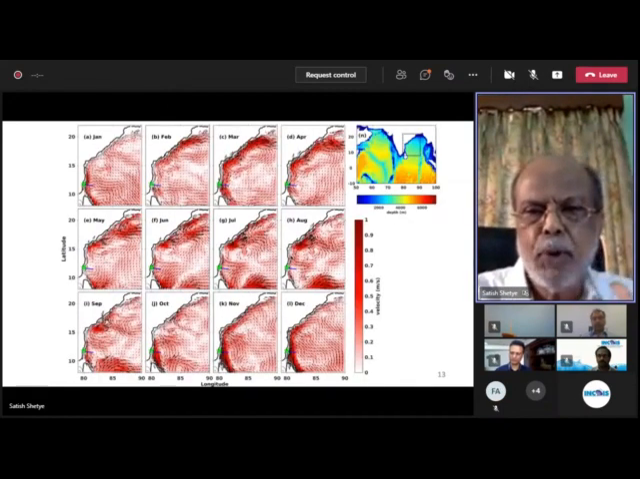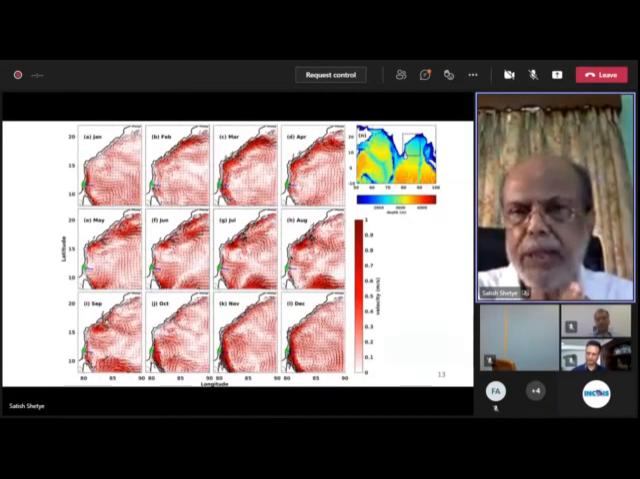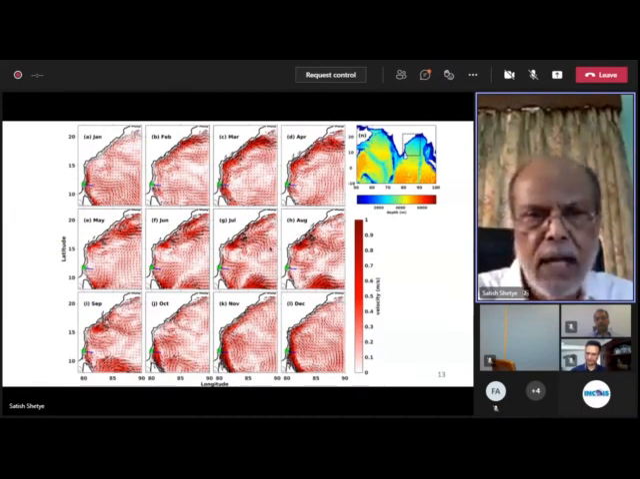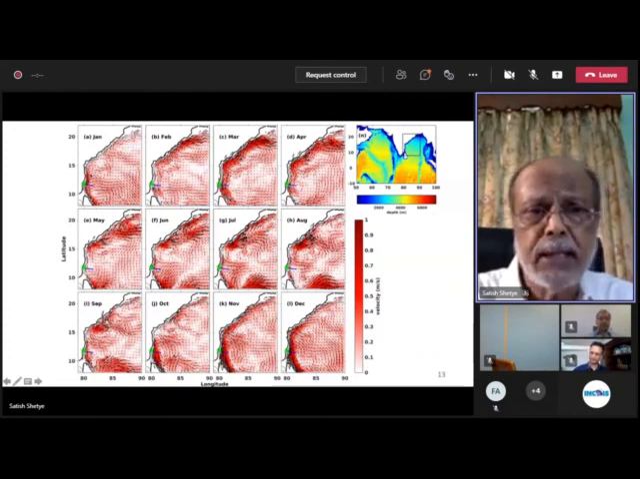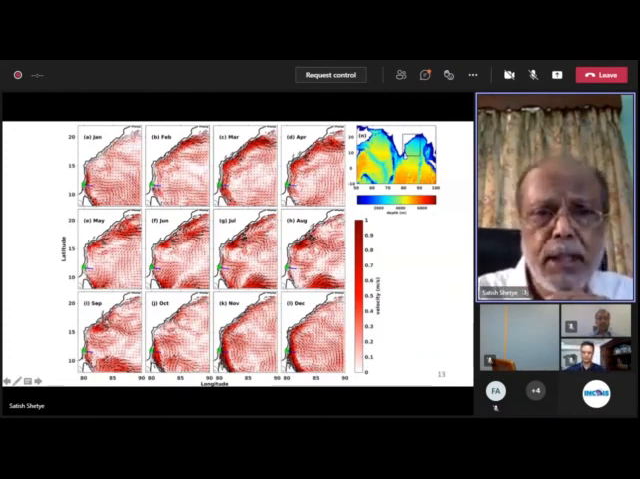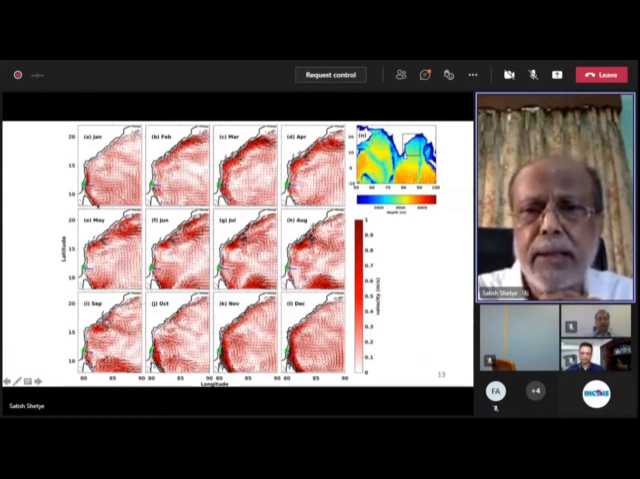Now, just to put the region in perspective, I'll be talking about the region here of Cuddalore and Kalpakkam. Along the shelf and the slope of this region, we generally associate the East India Coastal Current.